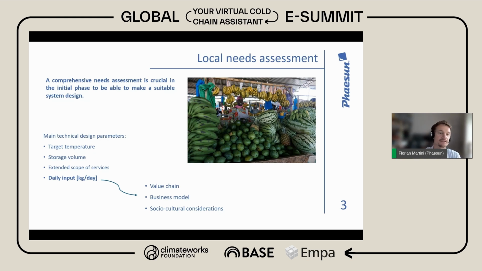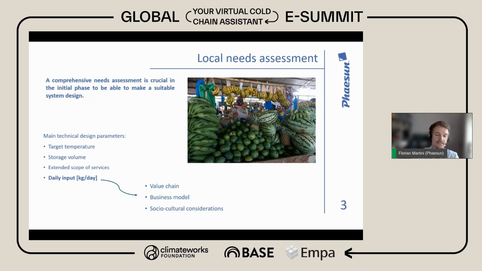And the main influencing parameters are, first of all, of course, the target temperature. So what temperature do you need in the cold room? And this depends on the crops that are used inside the cold room. Second is the storage volume. Of course, the bigger the cold room, the higher the heat losses. And then it's always worth it to consider an extended scope of services, meaning that if you already have a PV generator and battery storage, it might be a suitable solution to offer other productive use services, such as charging of phones or lighting.